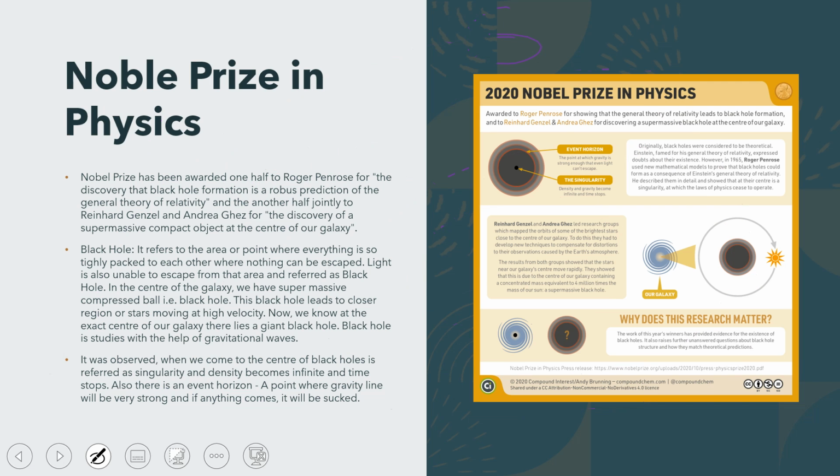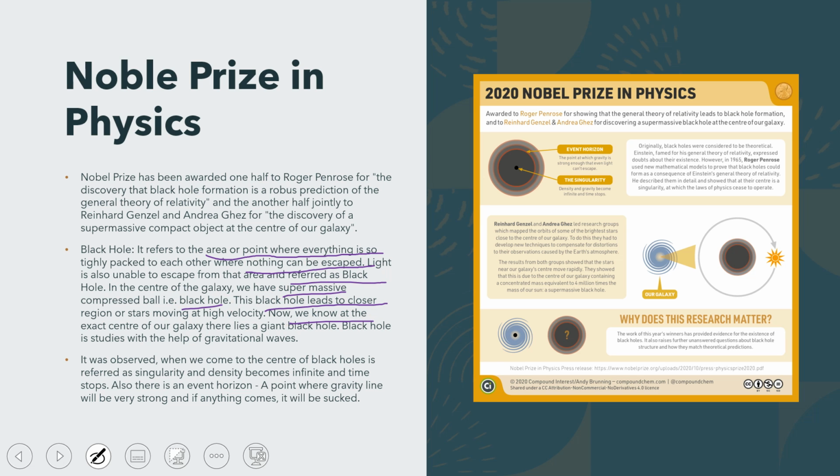So what is a black hole? It refers to the area or the point where everything is so tightly packed together that nothing can escape. Light is also unable to escape from that area, and it is referred to as a black hole. In the center of the galaxy we have a supermassive, compressed black hole of very high density material, a singularity. This black hole draws in the closer region, and stars and other planets move around it at high velocity.